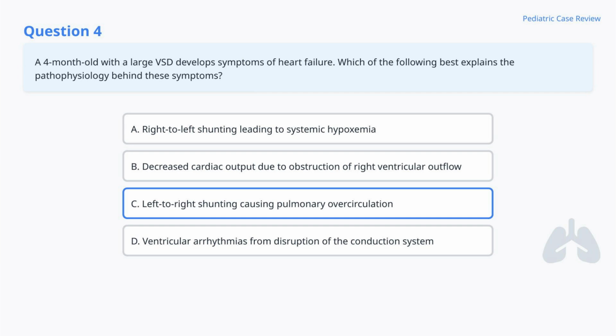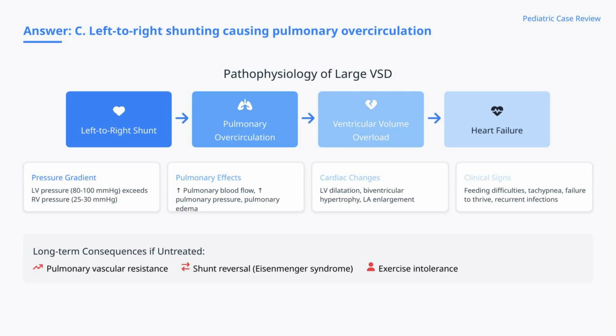A 4-month-old with a large VSD develops symptoms of heart failure. Which of the following best explains the pathophysiology behind these symptoms? Your options are A. Right to left shunting leading to systemic hypoxemia. B. Decreased cardiac output due to obstruction of right ventricular outflow. C. Left to right shunting causing pulmonary overcirculation. Or D. Ventricular arrhythmias from disruption of the conduction system. Consider the pressure differences between ventricles and how blood flows through a VSD. The correct answer is C.